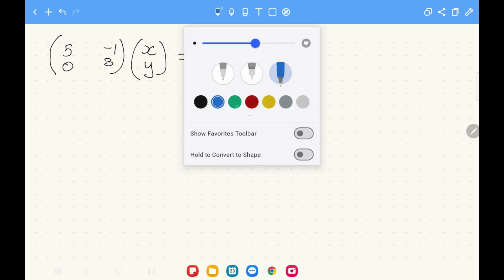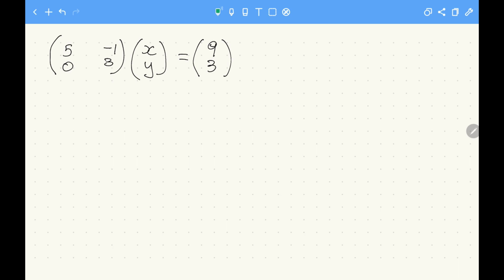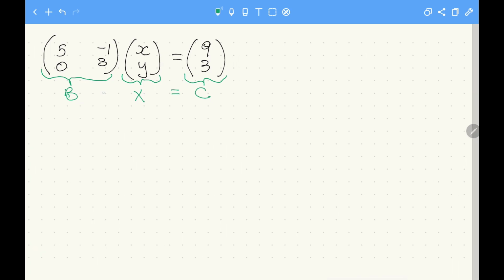Suppose we look at this whole matrix here as B. This matrix here, we call it X. And this matrix here, we're going to call what? C. Can be anything. Letters don't matter. We're seeing here that B multiplied by X gives us C, right?